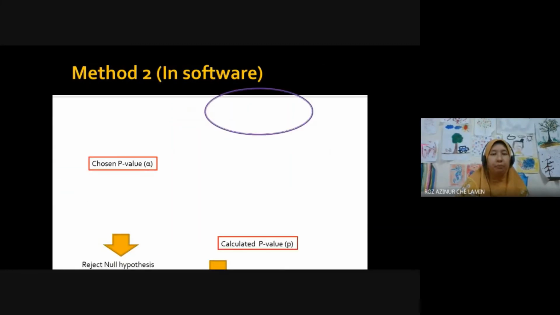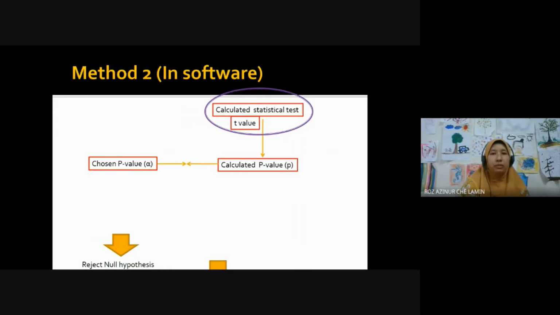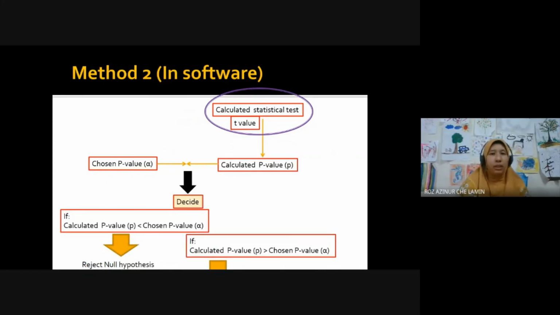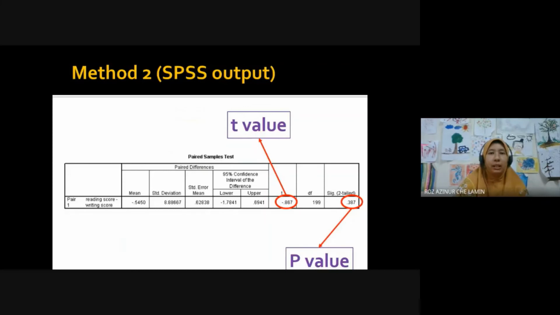In the software, if your calculated p-value is lower than the chosen p-value, you have to reject the null hypothesis. When you reject the null hypothesis, that means that the means are not equal. If the calculated p-value is more than the chosen p-value, this means that you do not reject the null hypothesis, meaning that they have the same value of the means. This is an SPSS output. Here for the paired t-test, you can see the t-value and also the p-value.